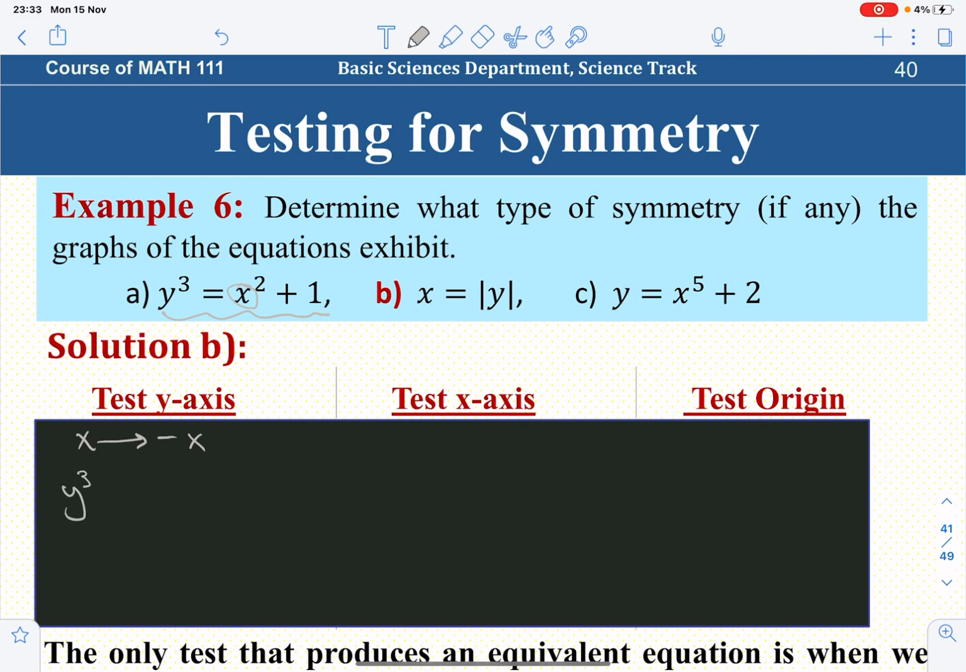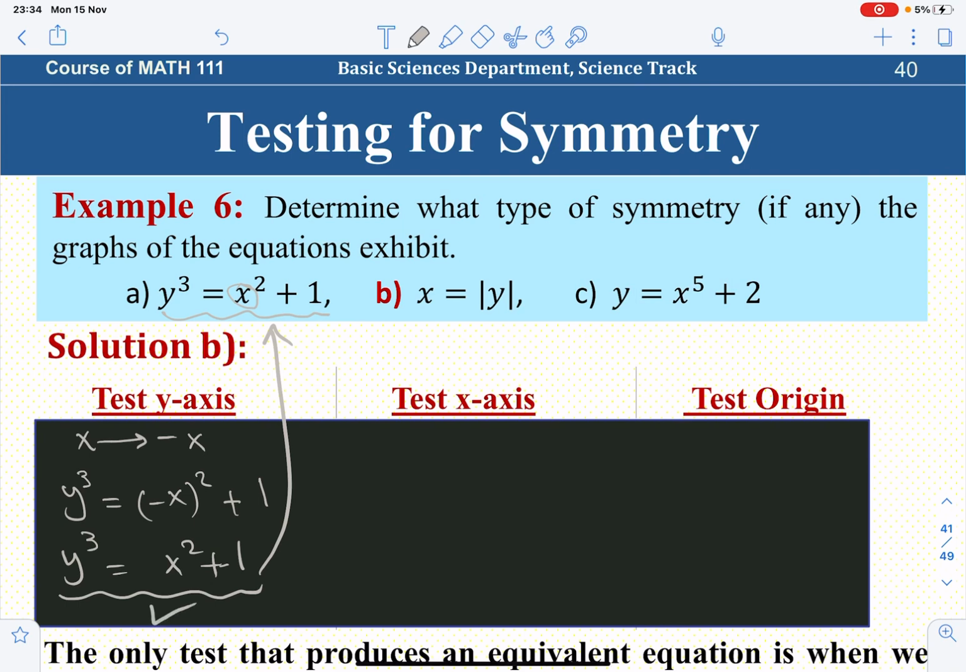So this would be y to the power 3 equals negative x, all to the power 2, plus 1. Now try to simplify a little bit. The square will cancel the negative sign, so we will be left with y to the power 3 equals x squared plus 1. Now compare what you get with the original equation. We can see that this one is exactly the same as this one. So yes, the graph of this equation is symmetric with respect to the y-axis.